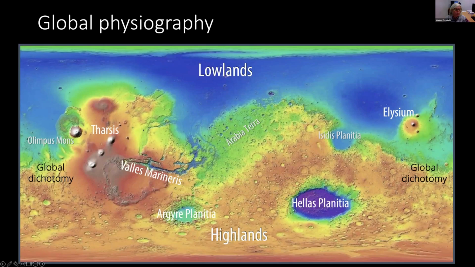Then we have this huge volcanic province of Tharsis, another big volcanic province of Elysium, some huge craters, Hellas, Isidis, and Argyre, and the famous fractured area of Valles Marineris. These are the most striking physiographic characters.